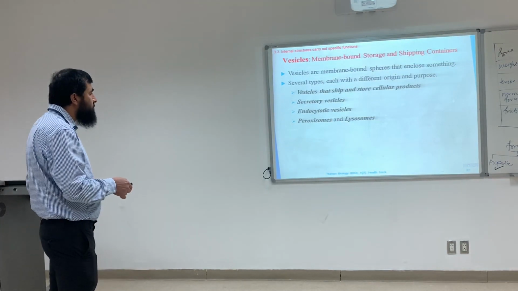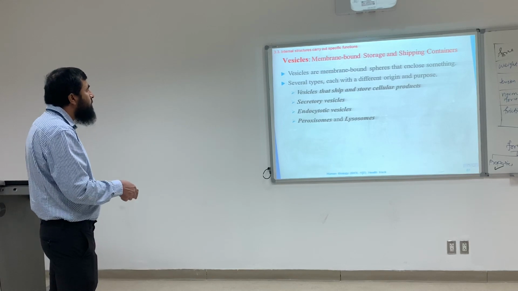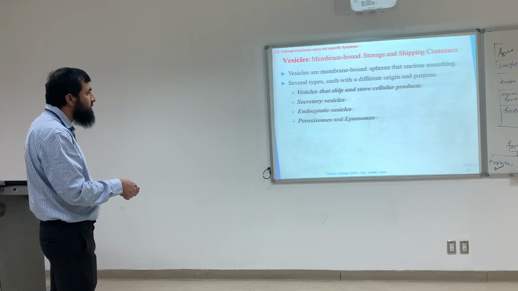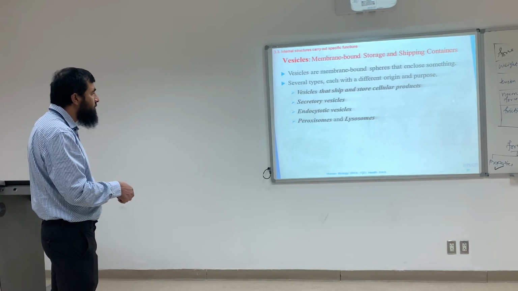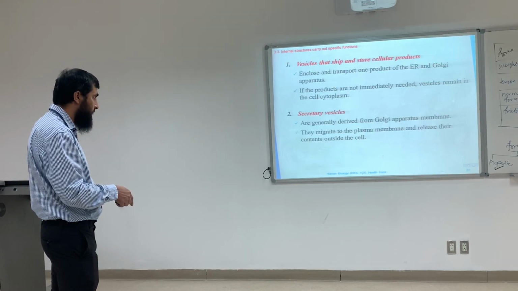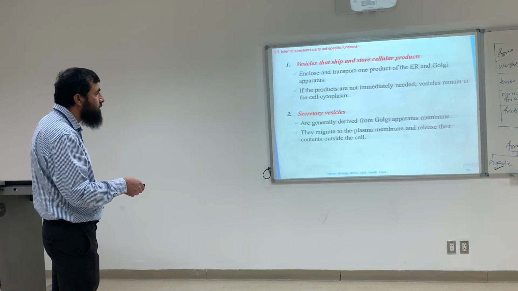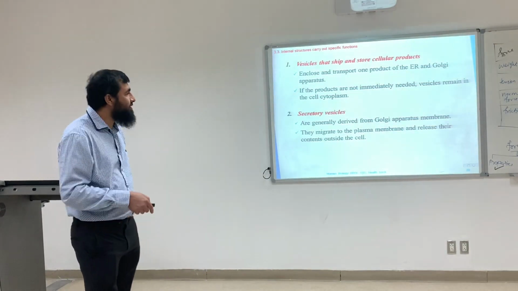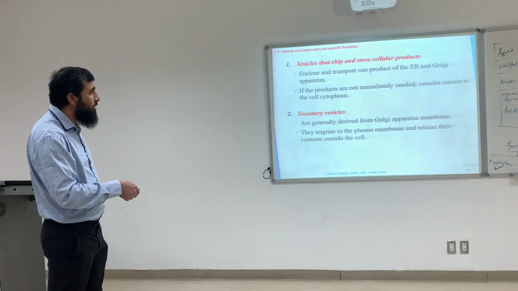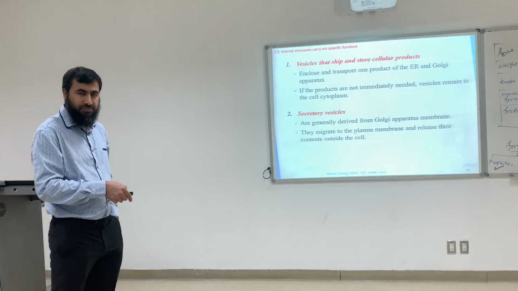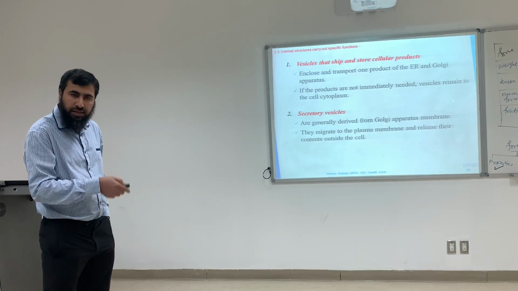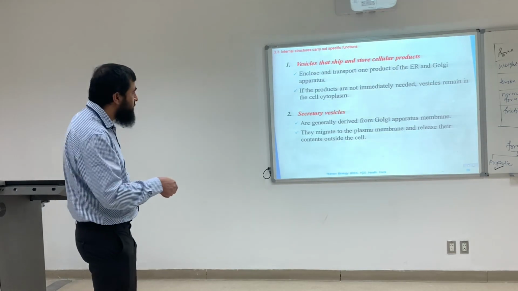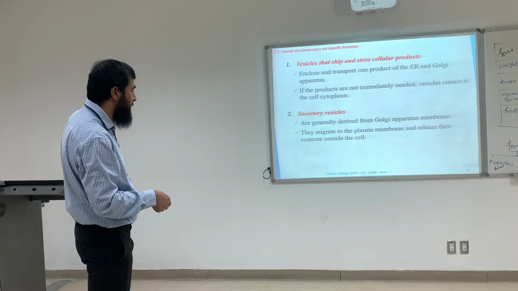So the different types of vesicles we find in the cell: we find vesicles that are involved in shipping or storing, we find vesicles that are secretory, we find endocytic vesicles, we find peroxisomes and lysosomes, okay? So the vesicles that ship and store similar products can come from the endoplasmic reticulum or the Golgi. So sometimes these vesicles can stay inside the cell. They can be stored, okay? So they can act as storage until the cell requires them, a store inside the cell.